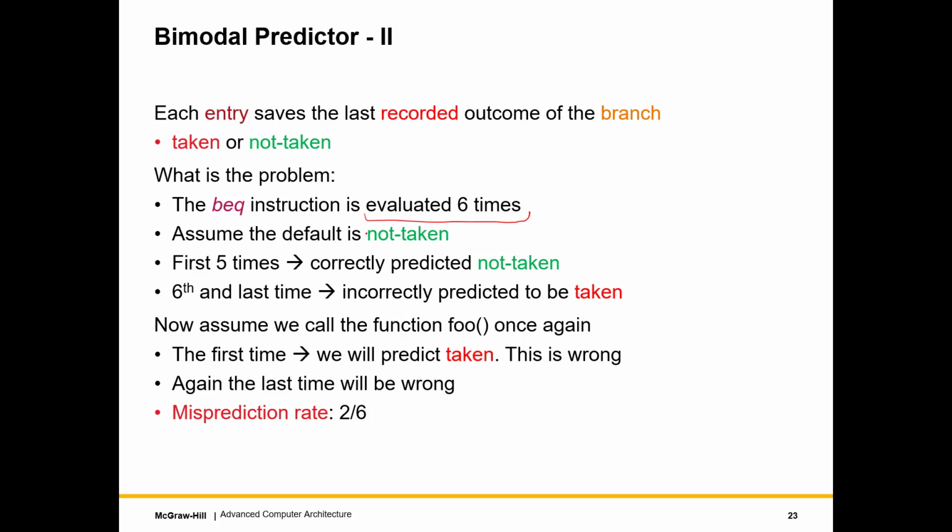Out of these 6 times, the first 5 times we correctly predict not taken, if we assume that we start from the not taken state. But the 6th and the last time we also predict not taken, which is wrong, because in this case the branch is taken. So this is what we should have predicted it to be. All right. So now let us assume that the function foo contained this loop.